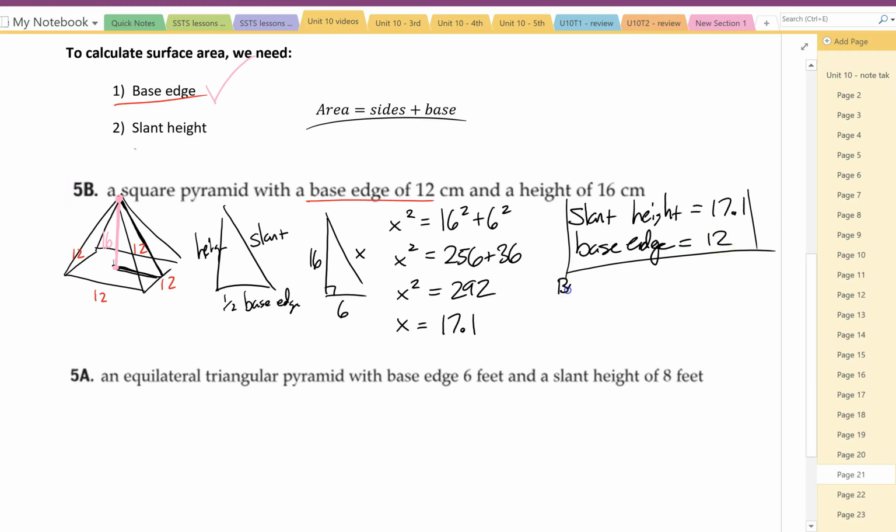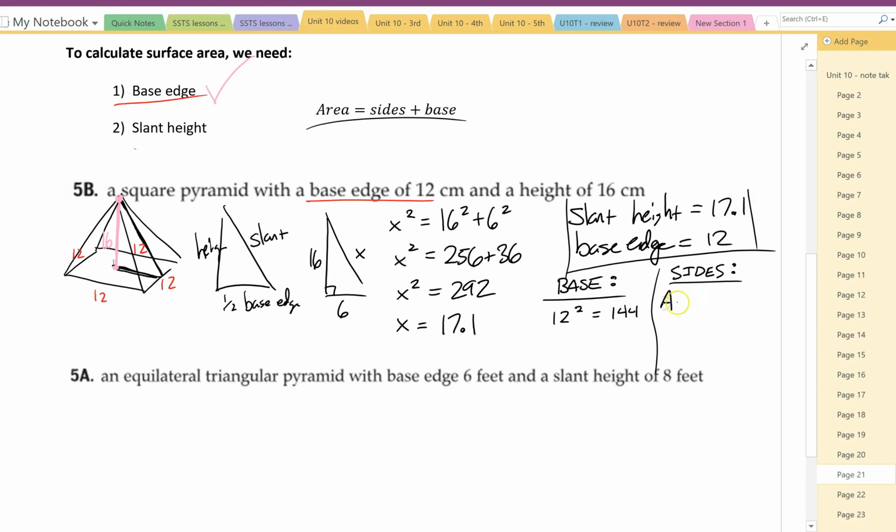The base is just a square, and so if I want to know the surface area of the base, I'm just going to take 12 and square it, which is 144. So that part's pretty easy. For the sides, I have 4 triangles that are all the same. 4 triangles with a base of 12 and a height of 17.1.